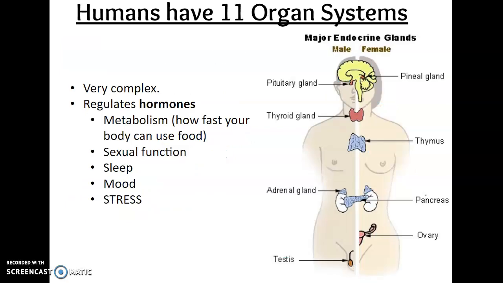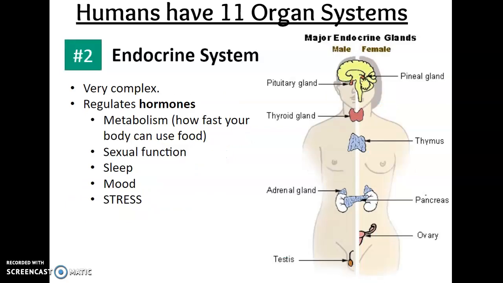The second organ system we're looking at is the endocrine system. This is a very complex system. It regulates and secretes hormones throughout the body. It's responsible for the metabolism, how fast your body can use food, sexual function, sleep, mood, and more predominantly the stress levels for the individual.